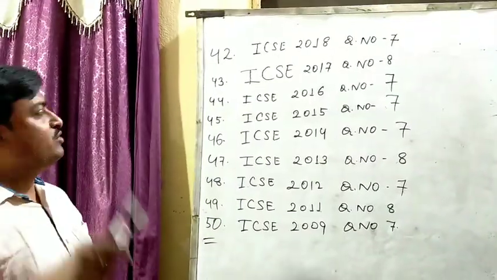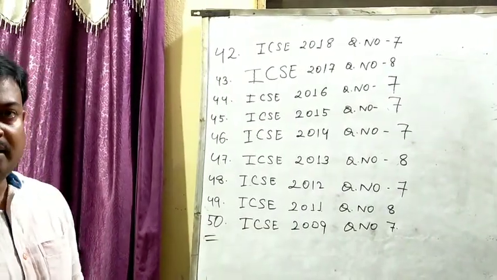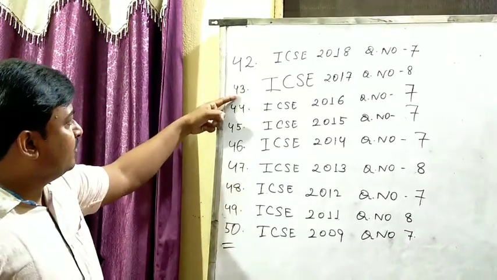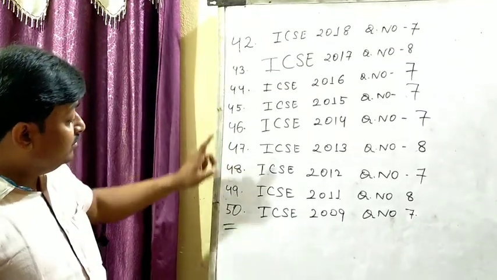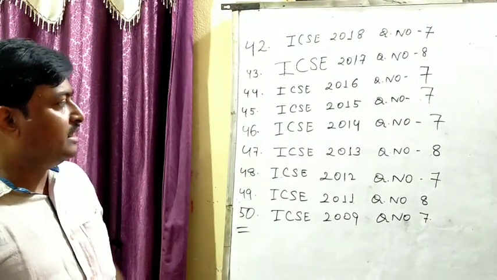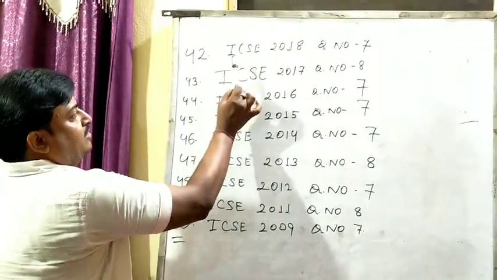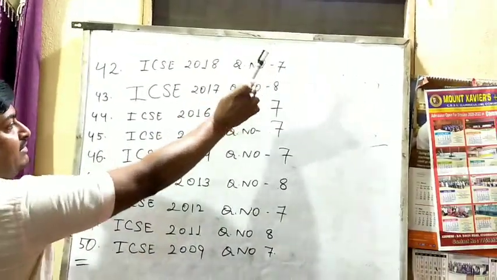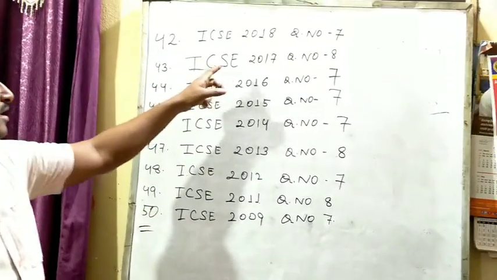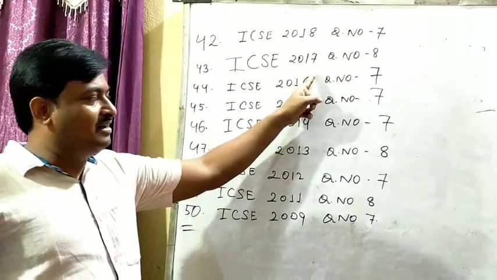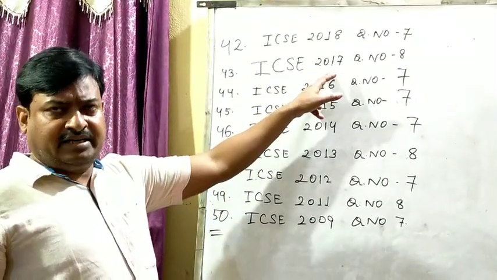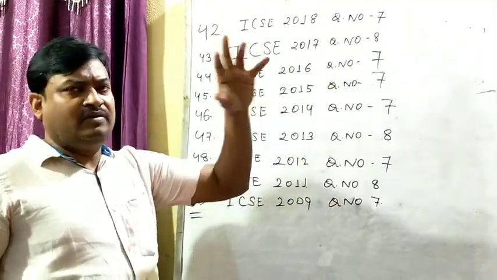Pause it. Okay, student, question number 41 I have explained by giving the example of function overloading. See, question number 42 to question number 50, these all questions are from your ICSE examination, from the last 10 years. In ICSE examination 2018, question number 7 is a question of function overloading. In question number 8 of ICSE 2007, the question is from function overloading. In ICSE 2017, question number 8 is from function overloading.